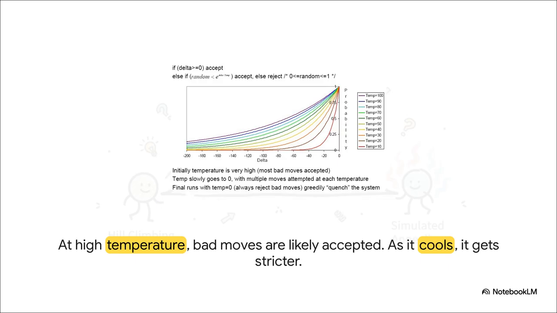But as we run the algorithm, we slowly cool the system down. As the temperature drops, the algorithm gets a lot pickier. The probability of it accepting a bad move gets lower and lower until finally, when it's almost cold, it behaves just like our old friend hill climbing, only making good moves to zero in on the best solution it's found.